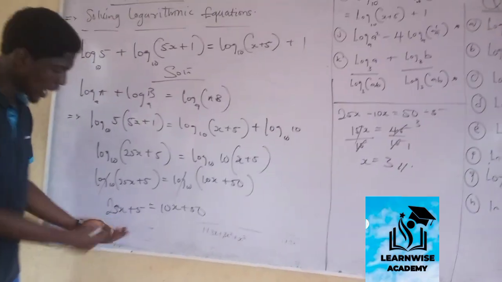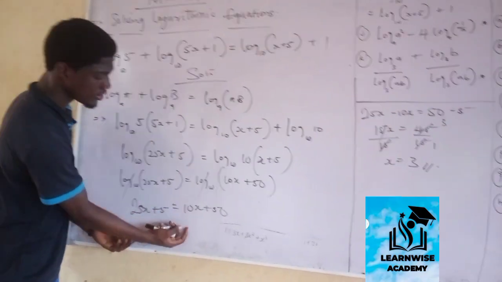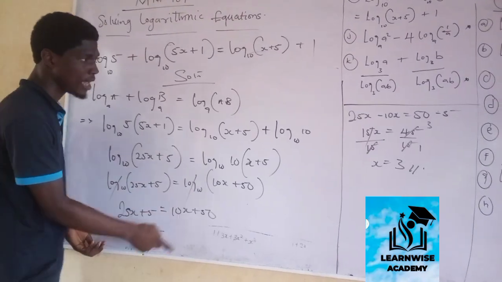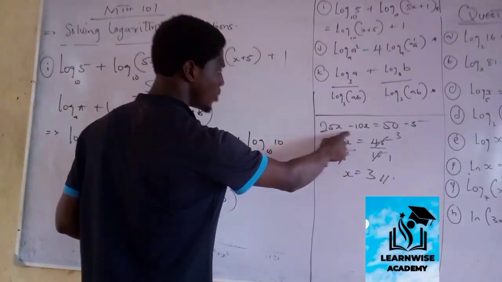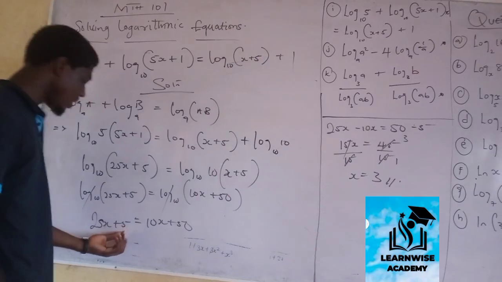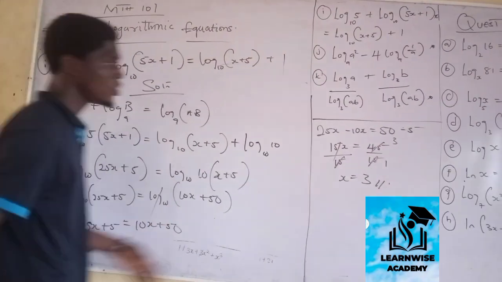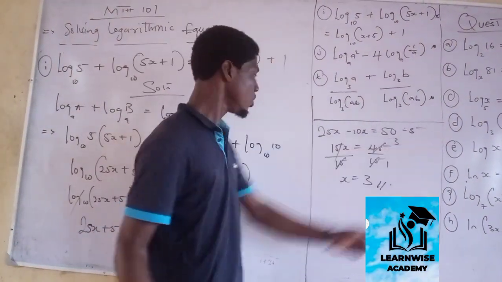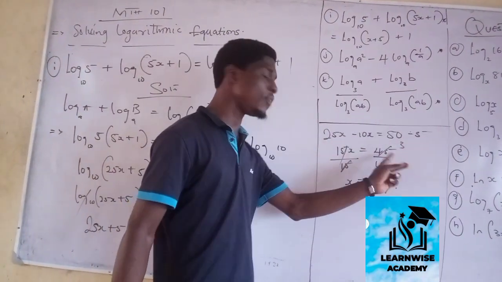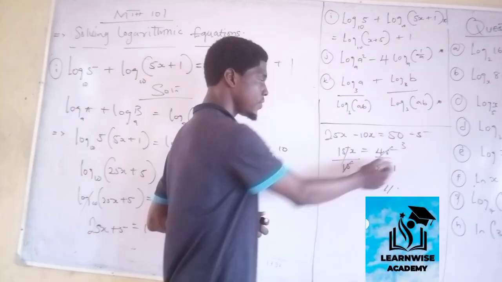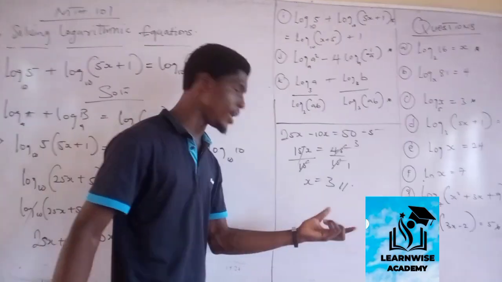I collect like terms: 25x, and 10x crosses over, so 25x - 10x equals, and the 5 crosses over to this side, 50 - 5. So 25x - 10x gives 15x, and 50 - 5 gives 45. We simply divide both sides by 15 to get x. So our x is equal to 3.